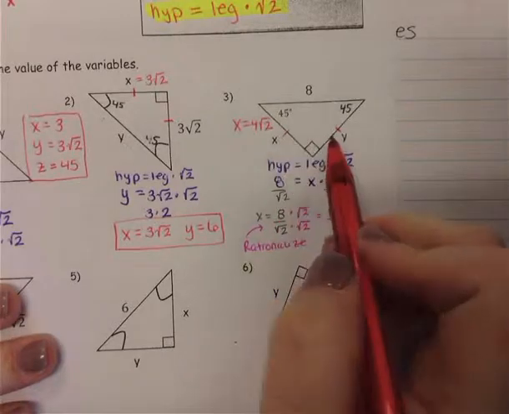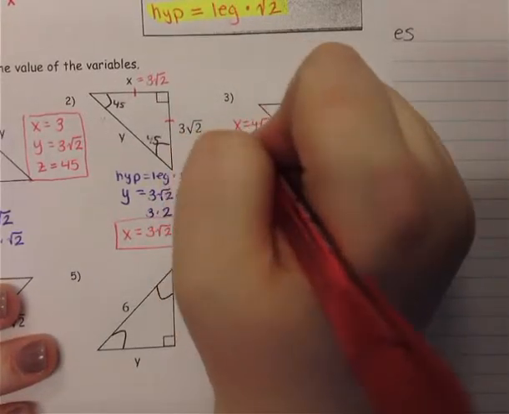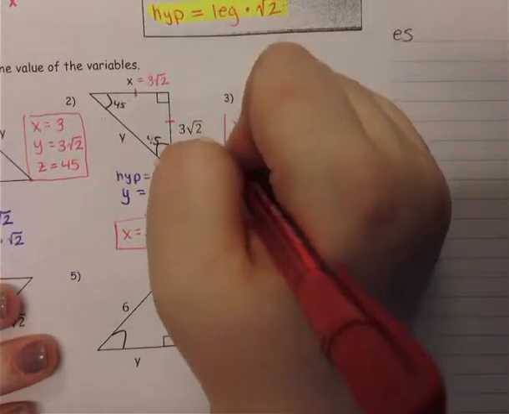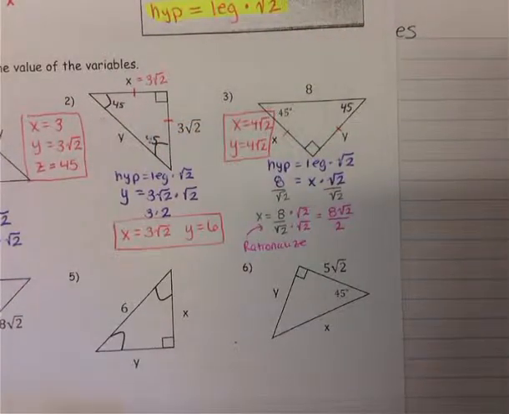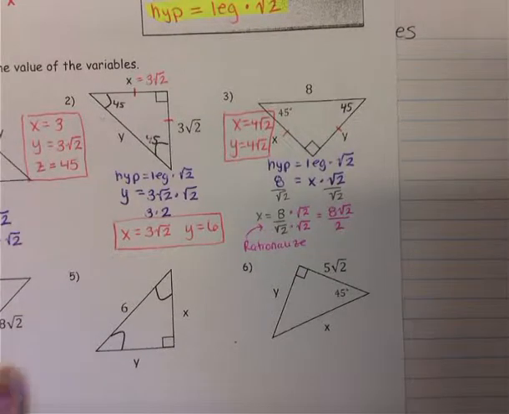And since x and y are the same, we know that y is also equal to 4 square root of 2. These are our two solutions. You just have to remember to rationalize.